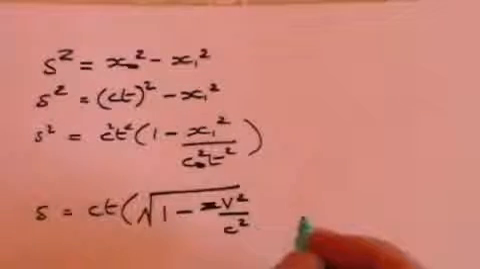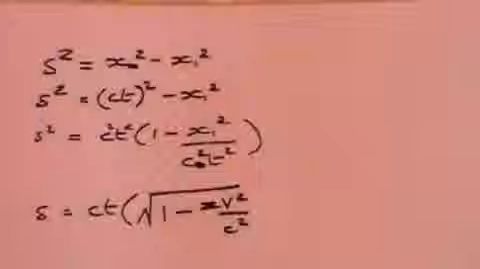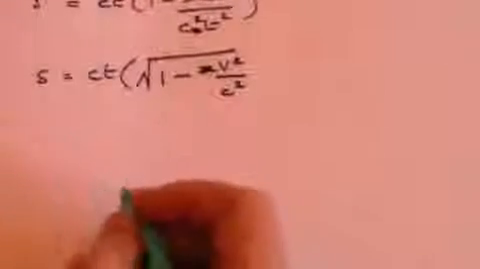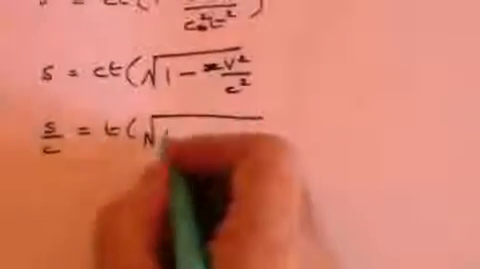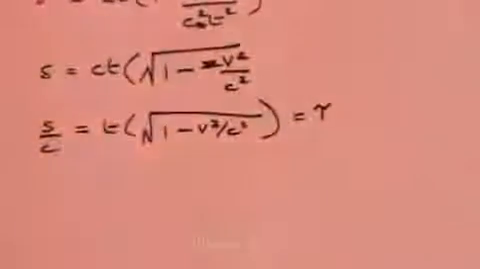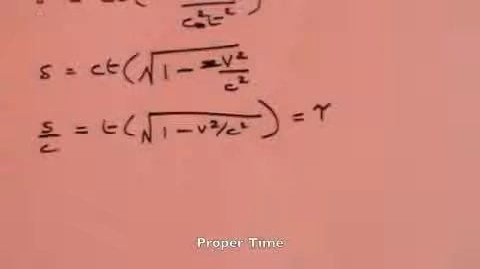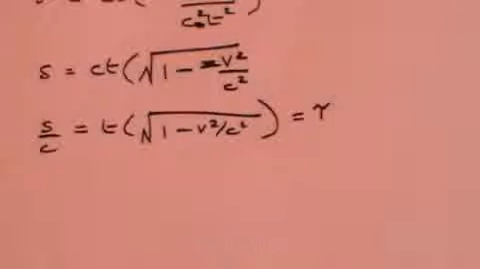Now divide both sides by c. s divided by c is t times the square root of 1 minus v squared over c squared. And that we call tau. And that is what is called the proper time. It is the time which is invariant. Since s squared is invariant, then s divided by c must also be invariant, because c is a constant term.